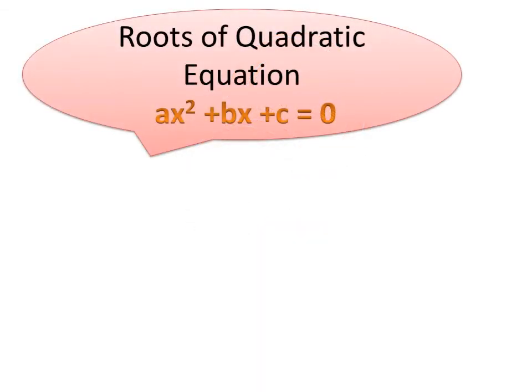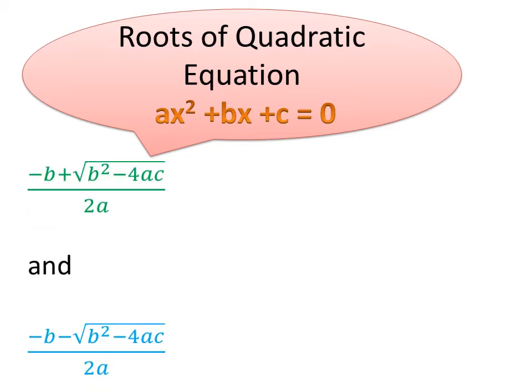In the previous lecture we have discussed the roots of the quadratic equation. The quadratic equation is ax square plus bx plus c equal to 0. And the roots of this equation are minus b plus under root b square minus 4ac over 2a, and minus b minus under root b square minus 4ac over 2a.